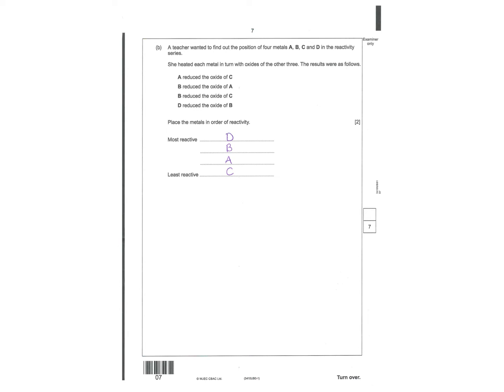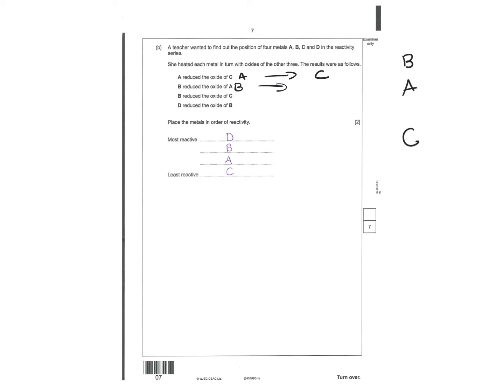Put the metals in order of reactivity. This was quite complicated for 2 marks. Okay, so look at the first one. A reduces oxide C. So A is more reactive than C. Okay, B reduces oxide A. So that means B is more reactive than A. Okay, so if we're doing this, B, A, C.